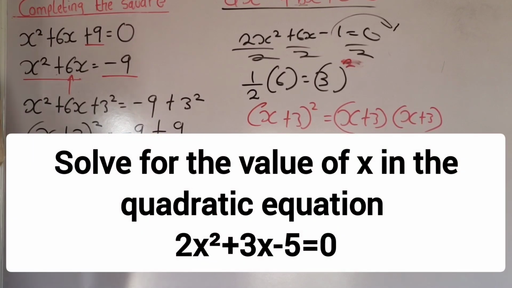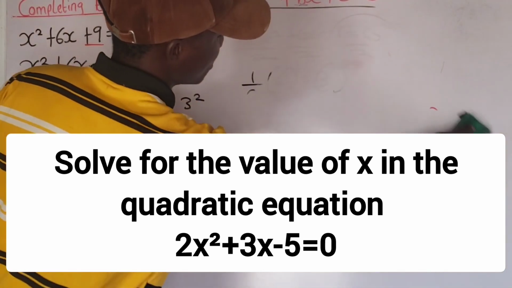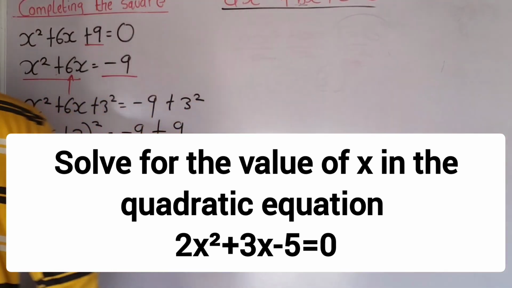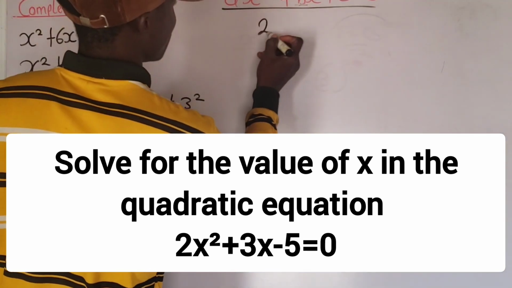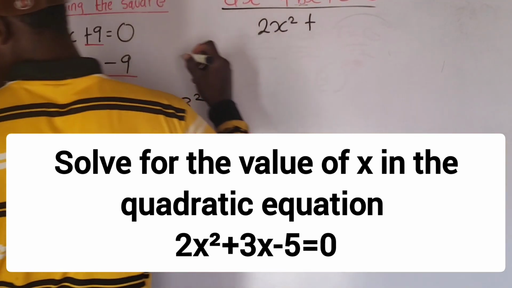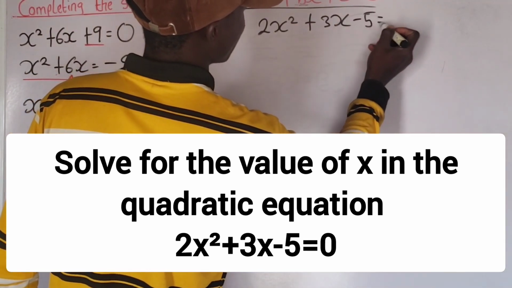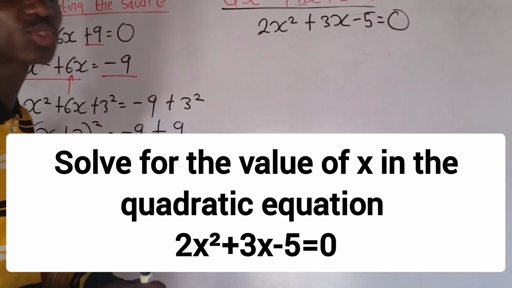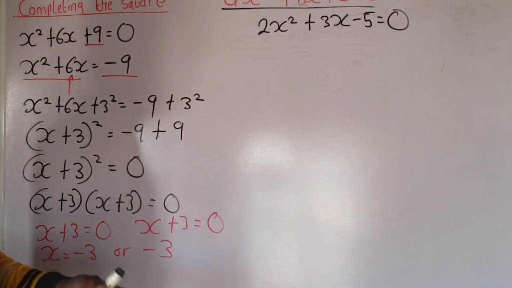We have to solve for the value of x in the quadratic equation 2x squared plus 3x minus 5 equals 0. Okay? Let me erase this. Please just pay attention. We have 2x squared plus 3x minus 5 equals 0. Now, how do we solve for the value of x in the quadratic equation using the completing the square method? Don't forget the step.